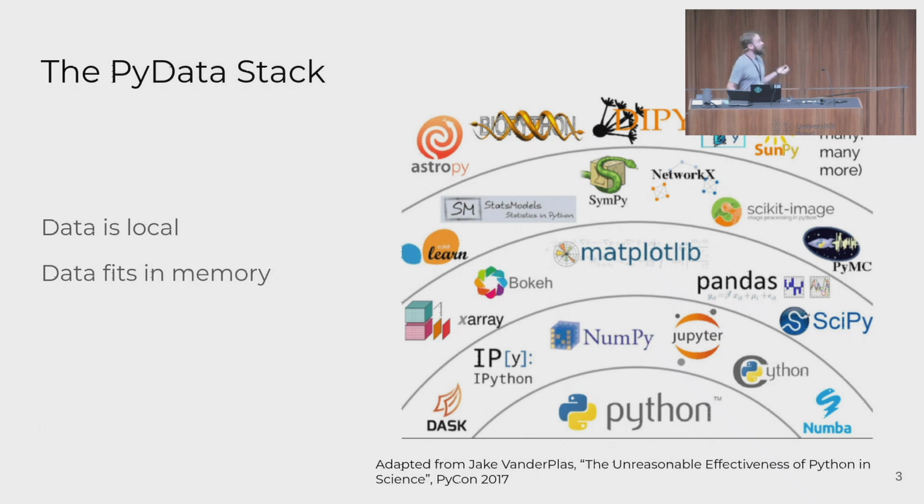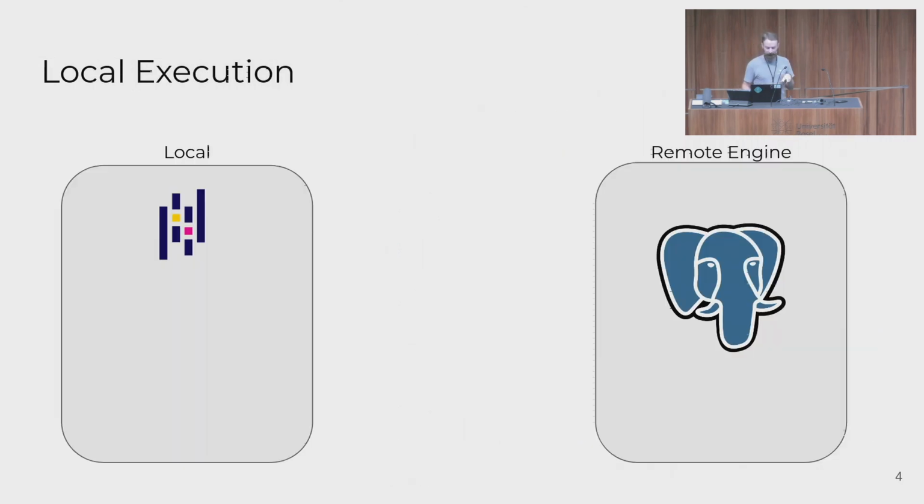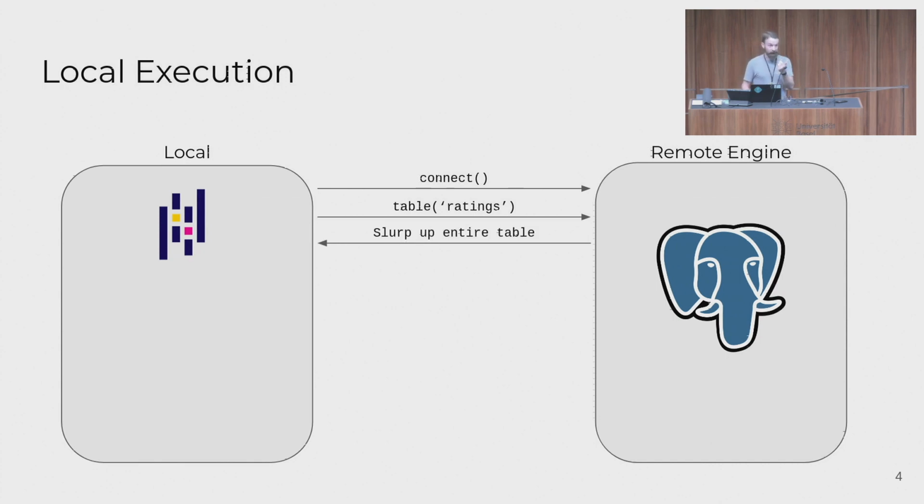Generally speaking, the PyData stack, this slide shows up in every talk at a conference, right? It makes two assumptions. One is that data is or are local, and the second is that data fits in memory. What in practice that ends up looking like is that if you have, and these are just representative, say pandas and Postgres, you connect to your remote engine. You ask, do you have a table called ratings? You slurp up the entire table over the wire, and then you do all of your analysis locally, right? You load the data, you parse the types, you perform some analysis.